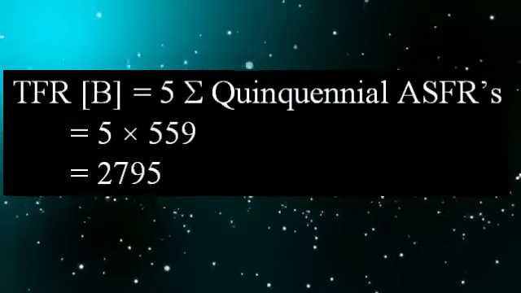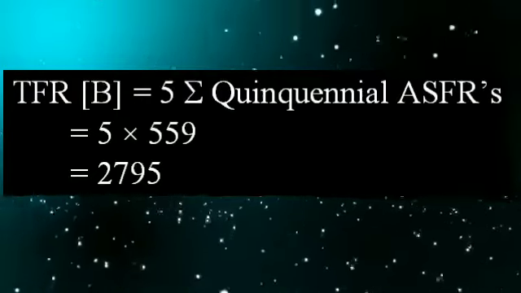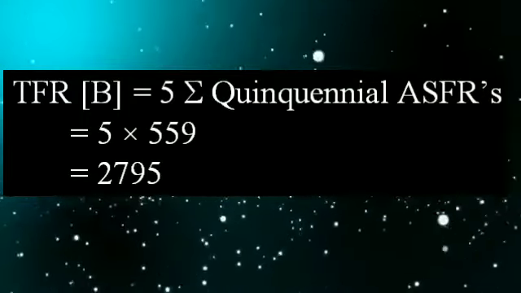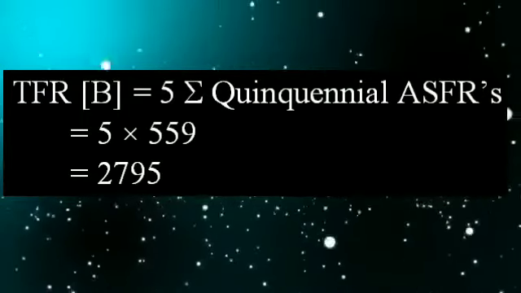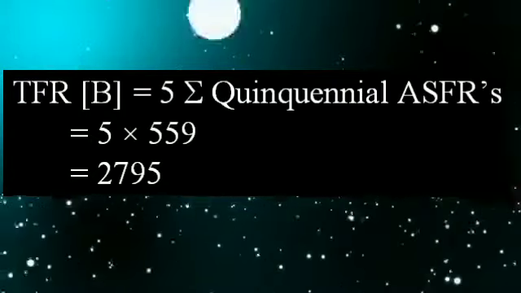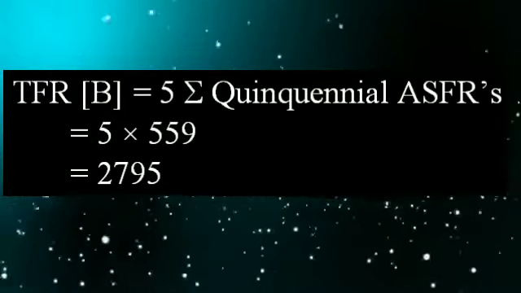After that, write the formula to compute TFR. TFR equal to 5 into quinquennial ASFRs. Here you are finding total fertility rate for city B. So TFR of B equal to 5 into 559, that is equal to 2795. After that, compare the fertility values for both the cities.